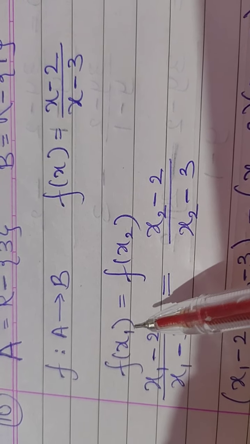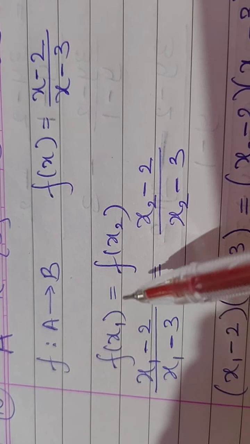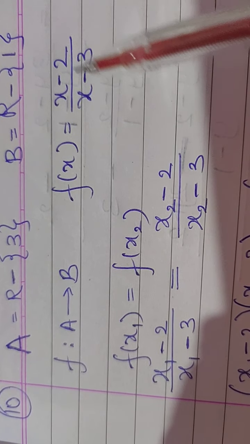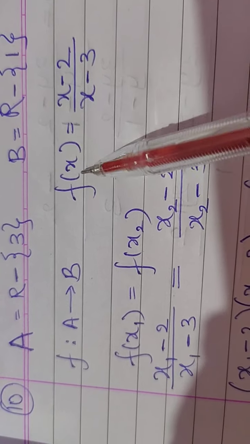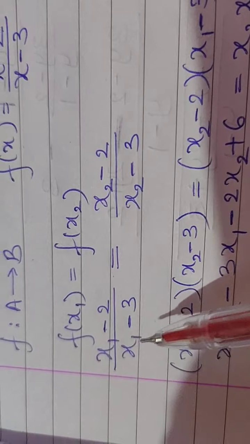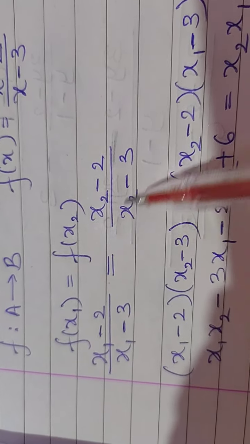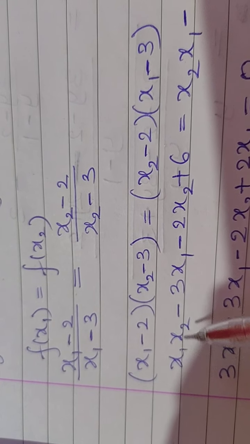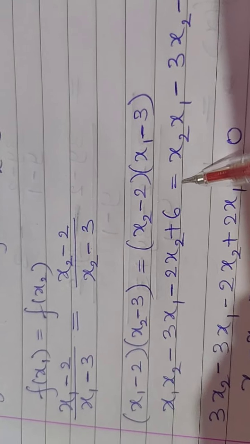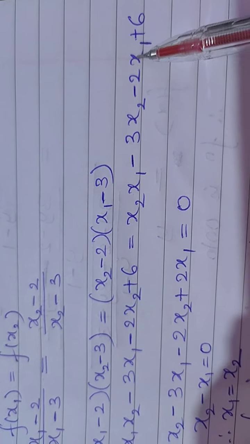So f of x1 equal to f of x2. We'll start with this step. From this f of x we can write f of x1 as x1 minus 2 upon x1 minus 3 and f of x2 as x2 minus 2 upon x2 minus 3. Equate these two and cross multiply. By cross multiplication we get x1 x2 minus 3x1, and opening the bracket you will get these terms, after finding the multiplication of the two brackets.